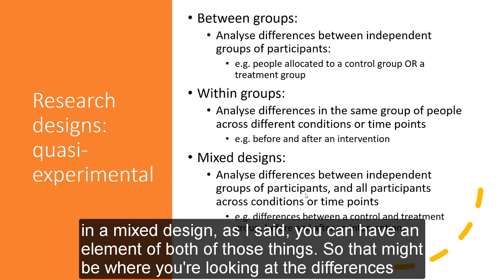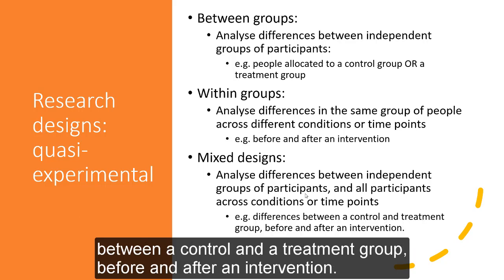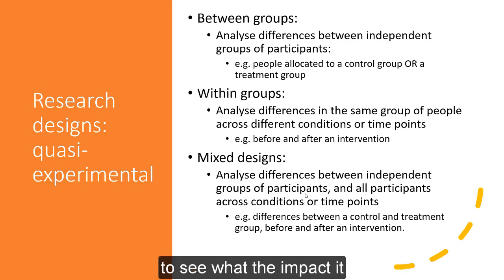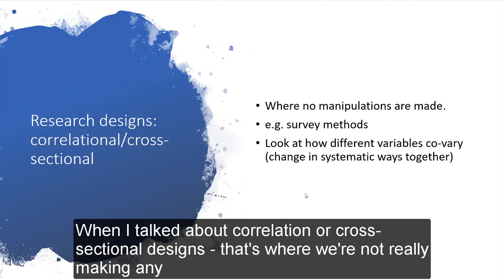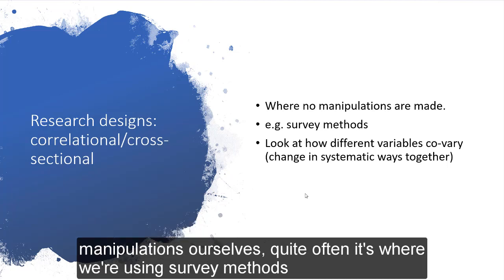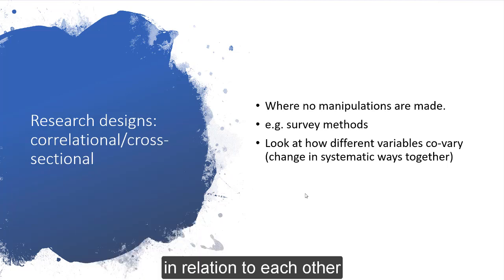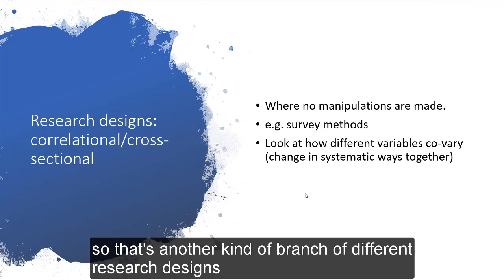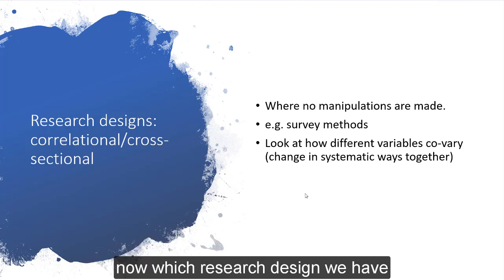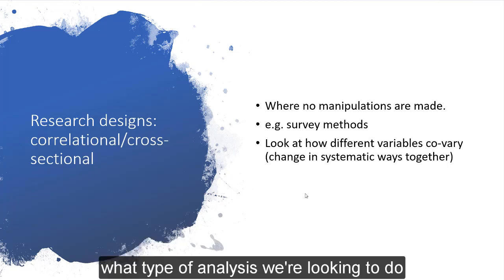In a mixed design, as I said, you can have an element of both of those things. So that might be where you're looking at the differences between a control and a treatment group before and after an intervention, and to see what the impact is. When I talked about correlational cross-sectional designs, that's where we're not really making any manipulations ourselves. Quite often it's where we're using survey methods, using questionnaires to look at how different variables covary, which is when they change systematically in relation to each other. So that's another branch of different research designs. Now, which research design we have will affect what type of analysis we're looking to do.